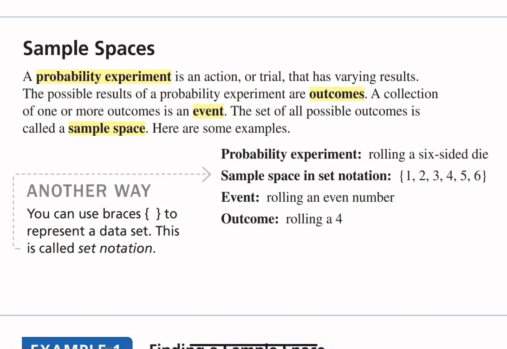So an example of these vocab words. A probability experiment, we could say, would be like rolling a six-sided die. The sample space, when you roll a six-sided die, you could get a 1, 2, 3, 4, 5, or 6. Those are all the possible outcomes. An event, something that has one or more outcomes, would be rolling an even number because you could get 2, 4, or 6. And then just an outcome would be rolling a 4.